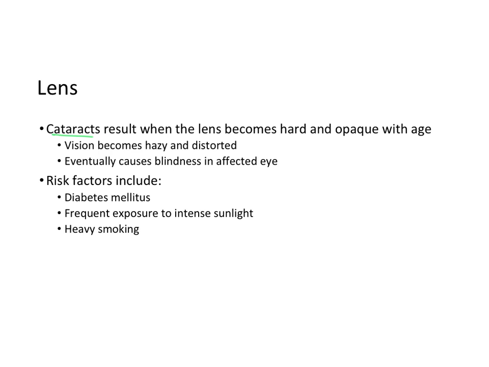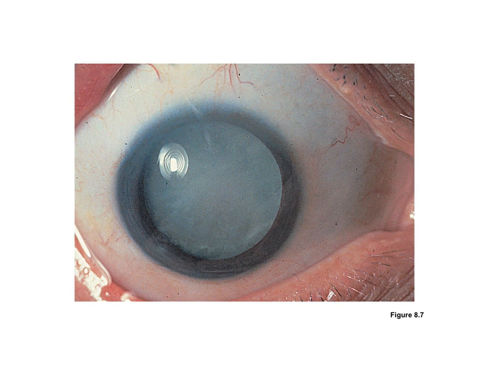And risk factors for cataracts include diabetes, frequent exposure to sunlight, and heavy smoking. So here in this image you can see someone's got a cataract, and you can see how cloudy the lens is and how that would obscure vision.